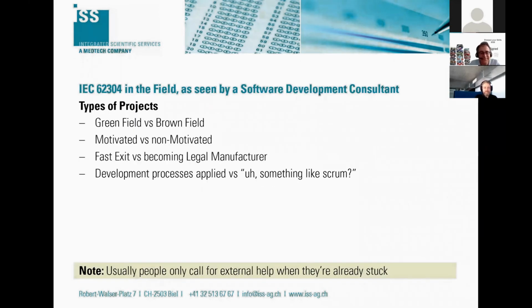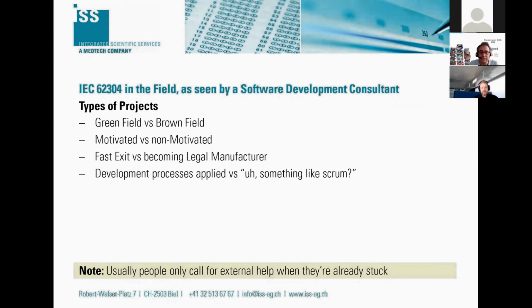Okay. So for me as a consultant, I usually see different types of projects. The obvious ones: we have greenfield versus brownfield. Greenfield is before the project has started. Brownfield is you come in after the project has started and is usually already stuck in the mud.